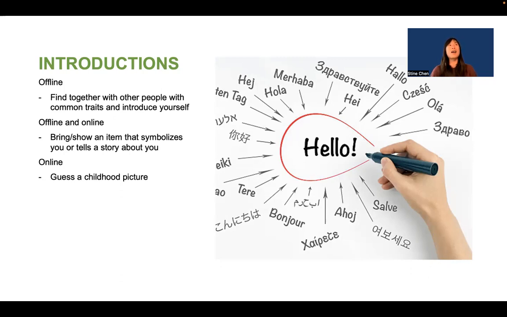You can also say someone who has studied the same at school as you, and then people will have to ask each other where they studied to find a person who studied the same subject. And once you identify that person with a common trait or common background, then you can introduce yourself.